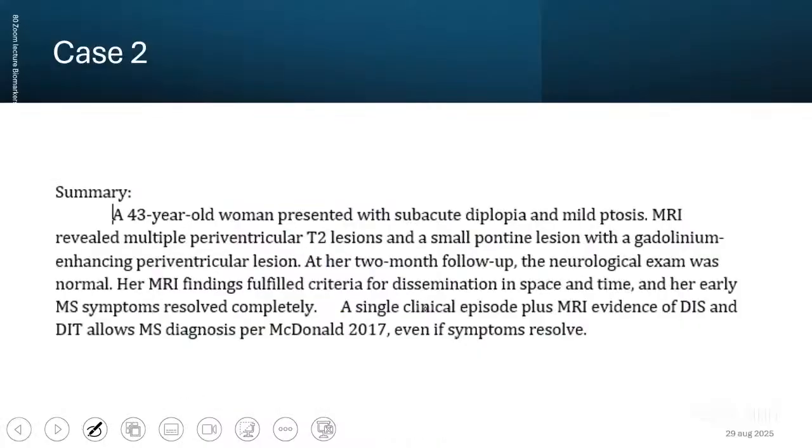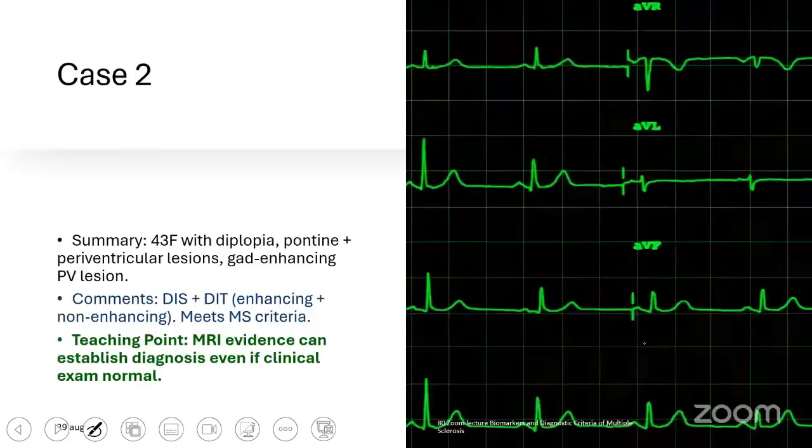So this 43-year-old woman presented with subacute diplopia and mild ptosis. MRI revealed multiple periventricular T2 lesions, small pontine lesion with a gadolinium enhanced periventricular lesion. After 2 months follow-up, neurological examination was normal. MRI findings fulfilled the criteria for dissemination in space and time, and her early MS symptoms resolved completely. The single clinical episode plus MRI evidence of dissemination in space and time allows MS diagnosis per McDonald 2017 criteria, even if the symptoms have lost.